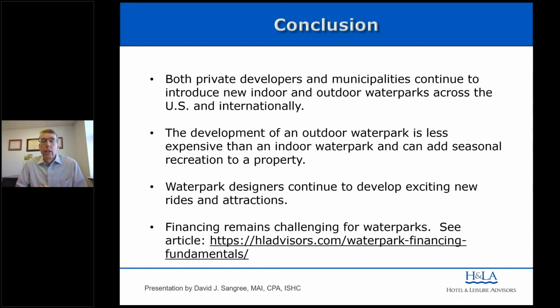Water park designers continue to develop exciting new rides and attractions, and each year, including this year, there's new things coming out that are always exciting to try to get for your project. However, financing remains challenging for water parks. We have a good article about water park financing that's available on our website, as it is a challenging property type to finance due to the limited number of them and the fact that lenders are not as familiar with them.